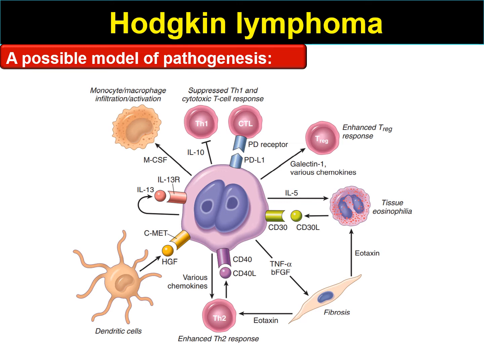Galectin and various chemokines are responsible for enhanced T regulatory response, and programmed death ligand 1 is also expressed, which binds with the programmed death receptor of the cytotoxic T cell, and interleukin 10 also blocks the T helper 1 response, and these suppress T helper 1 and cytotoxic T cell response. So by this mechanism it increases its longevity.